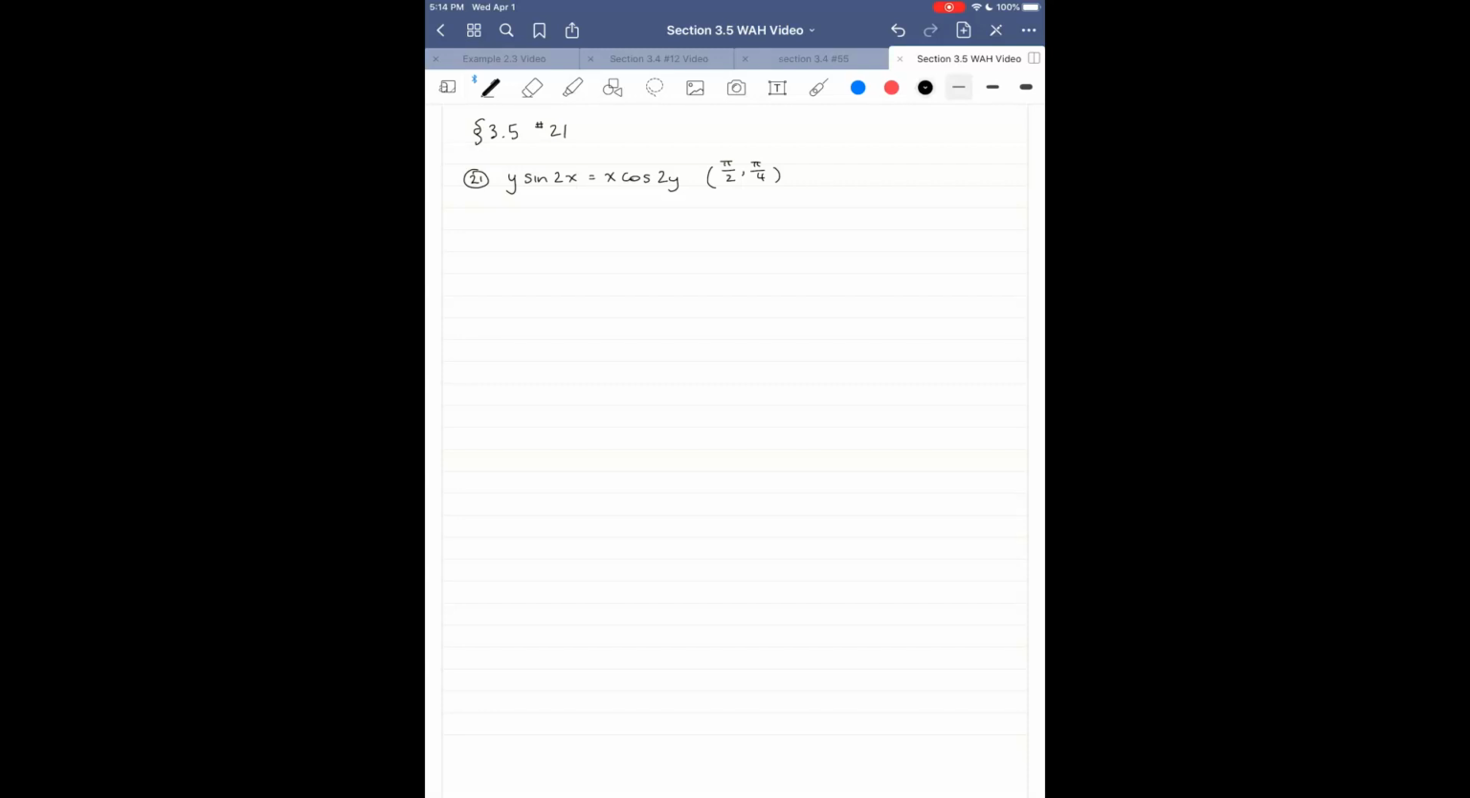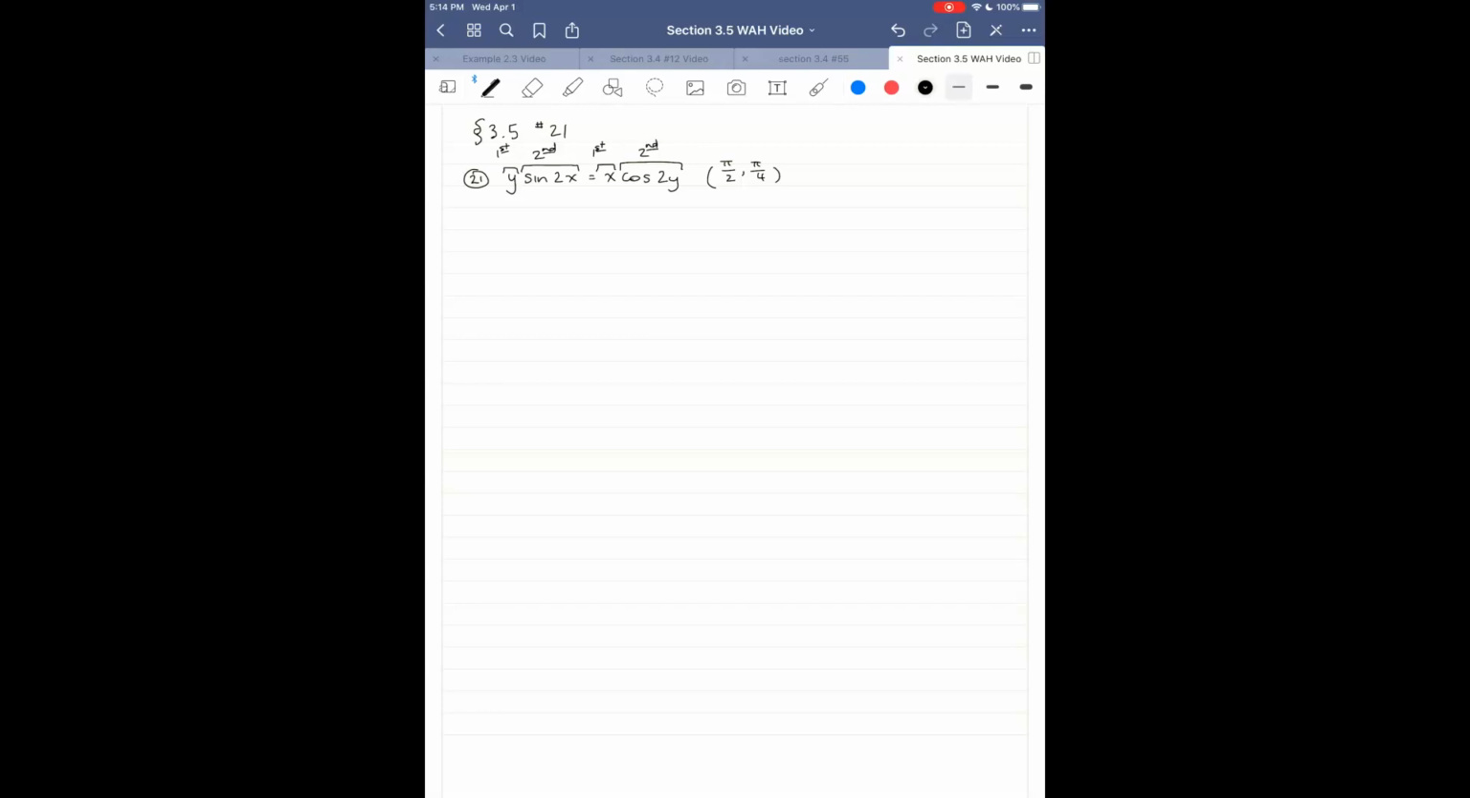And once we have solved for dy/dx, we're going to plug in the ordered pair to get the slope of the tangent line. And then we'll use that slope with the point (pi/2, pi/4) to come up with the tangent line equation. Okay, so to take the derivative, we're going to need the product rule on each side as well as the chain rule ultimately.